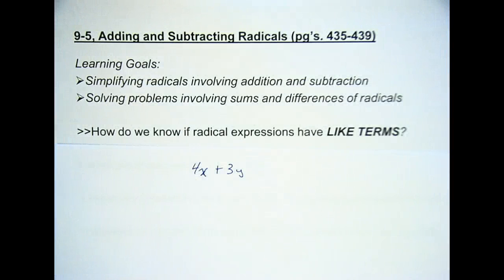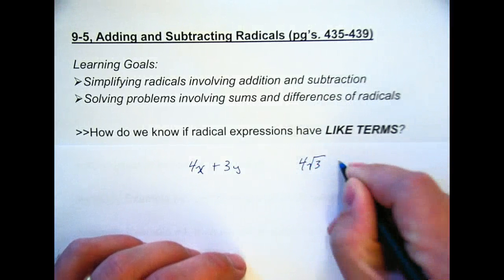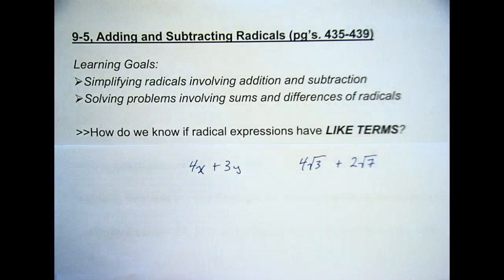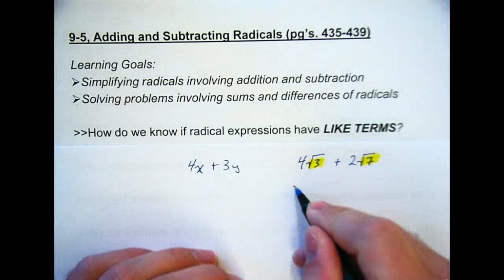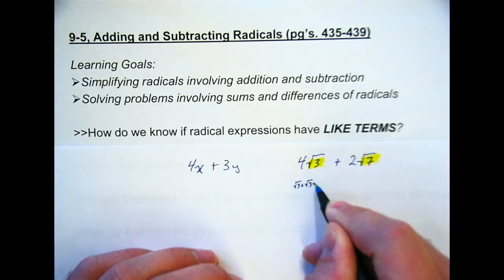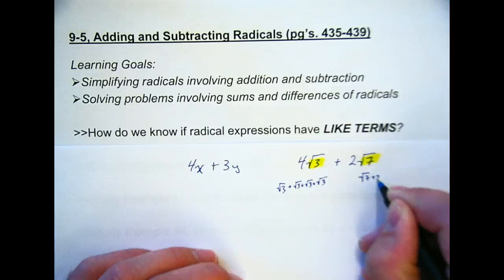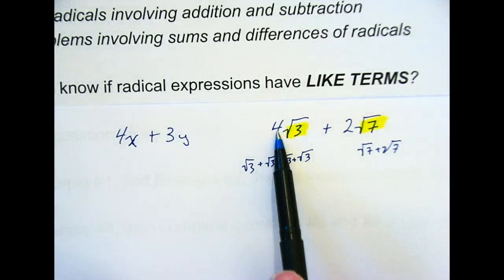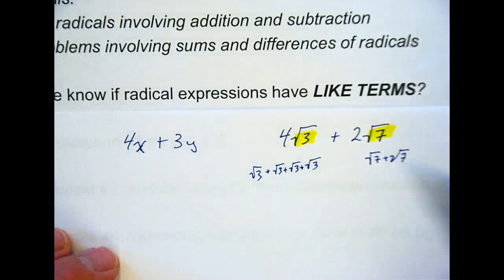When you're dealing with radicals, if I have 4 times root 3 plus 2 times root 7, those are unlike terms because the radicals are different. You have a root 3 and a root 7. You have 4 of these little root 3s, and you have 2 of these root 7s that you're adding up. You're adding 2 different things together, so you can't say that's just 6 root 10 or something like that. You're not adding the same thing. So we can't combine those. These are unlike terms.